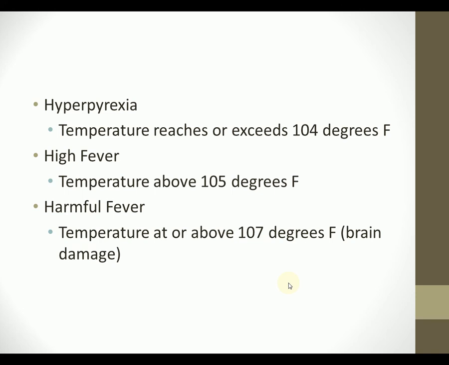All right, hyperpyrexia is temperature that reads or exceeds 104. So once it reaches or exceeds 104, hyperpyrexia. Then when it gets above 105, it becomes high fever. And then when it gets above 107, it becomes harmful fever.